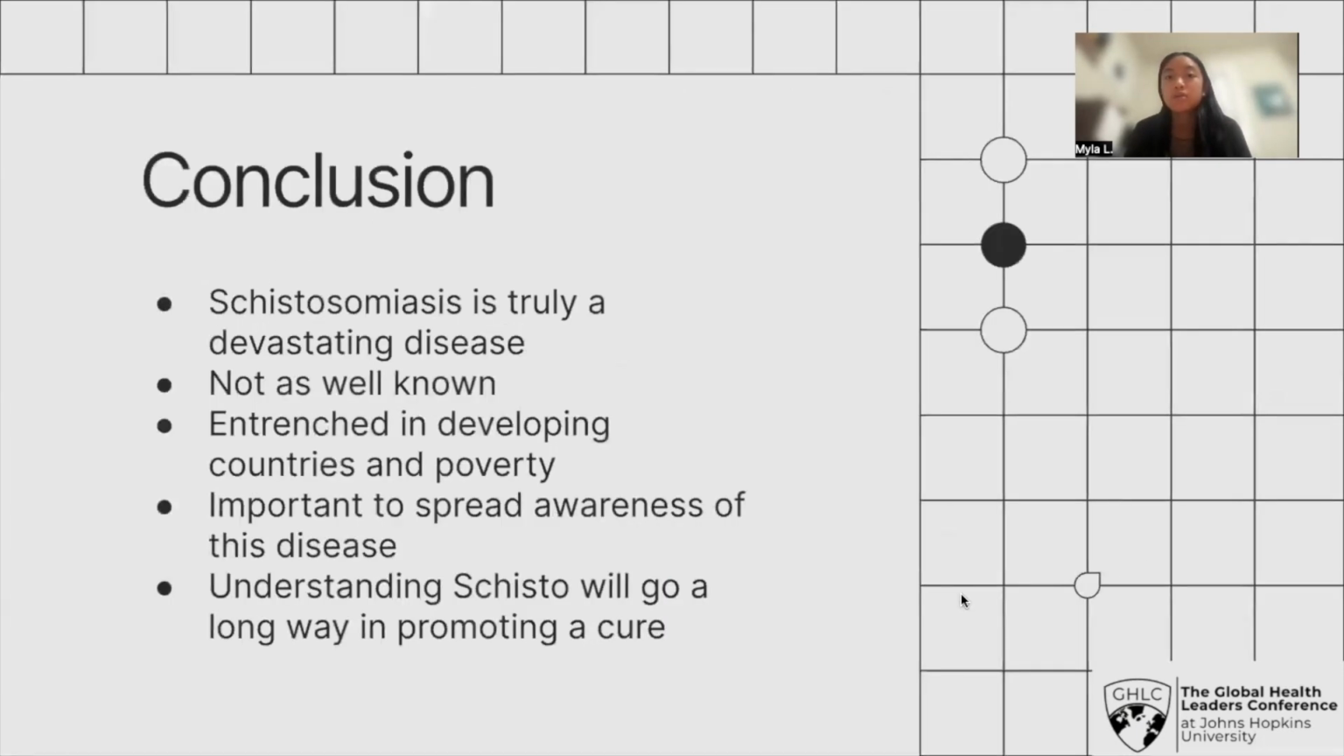In conclusion, schistosomiasis is a truly devastating disease. It is not well known and entrenched in developing countries in poverty, so it is important to spread awareness of this disease because understanding it will go a long way in promoting a cure and eventually a vaccine.